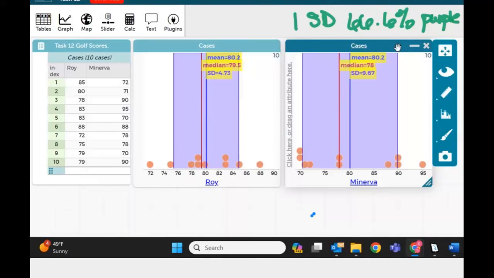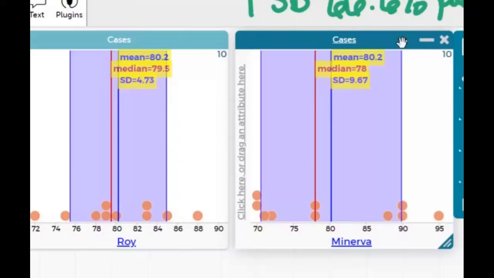Who would you say is the better golfer and why? Is it because of the mean? Can we tell from the mean? Why not? They both have the same mean, the same average. Can we tell from the median, the middle score? They're both pretty close for the middle score, right? 79.5 is the middle of all of Roy's scores. 78 is the middle of all of Minerva's scores, right?